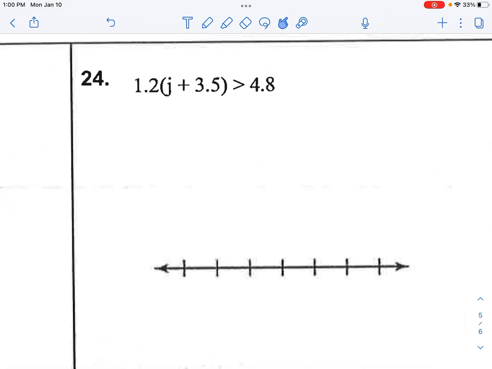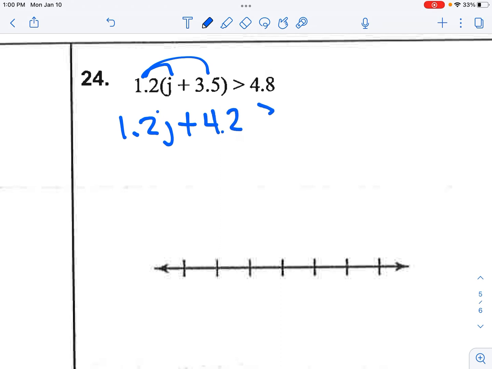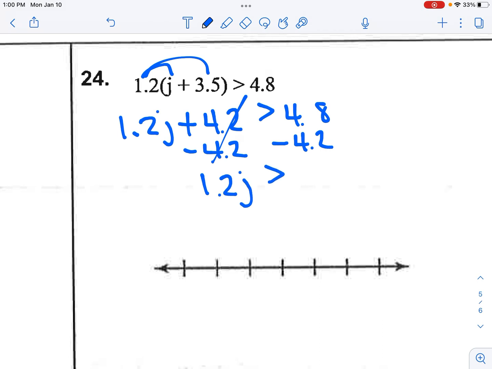Okay, so this has distributive property in an inequality. So remember, first you have to distribute or multiply 1 2/10 times j, 1 2/10 times 3 5/10, which is 4 2/10, is greater than 4 8/10. Subtract your 4 2/10 from the left and subtract 4 2/10 from the right. That's going to cancel. 1 2/10 times what is greater than 0 6/10.